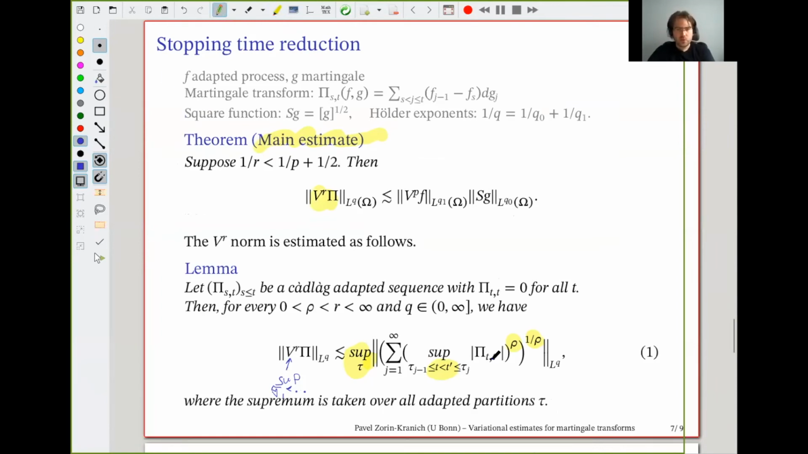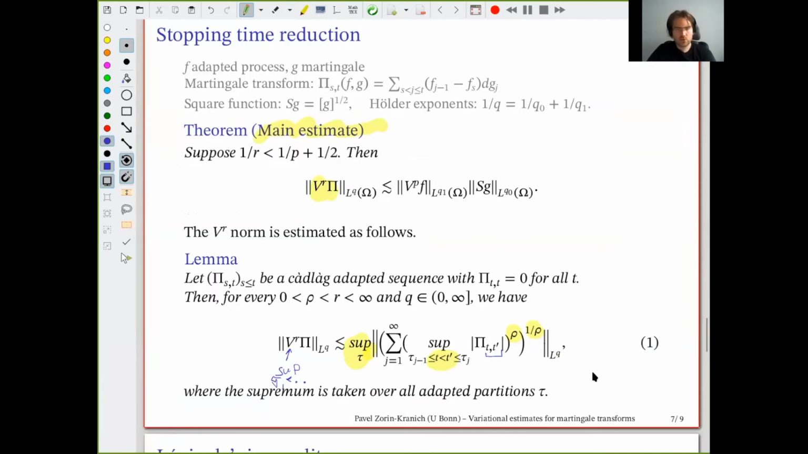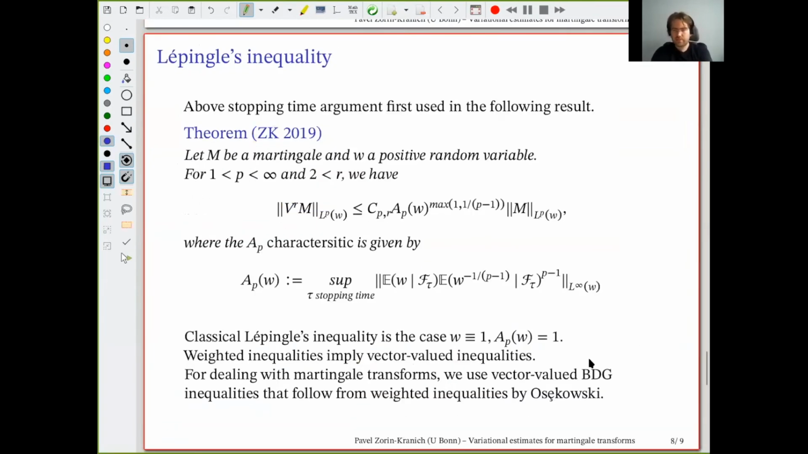So previously you would have here maybe also taus, and now you have this extra supremum. Well, you have to live with it. So this, okay, here is one of the early consequences of this argument.